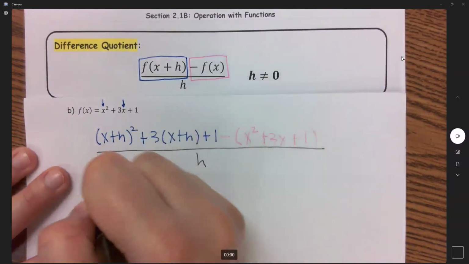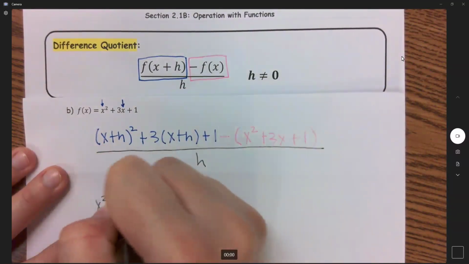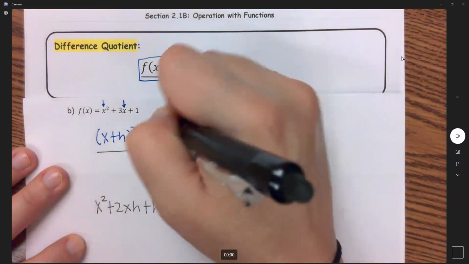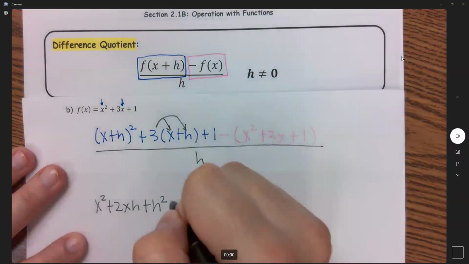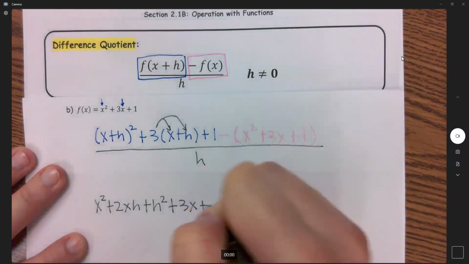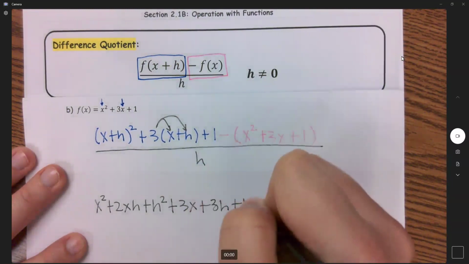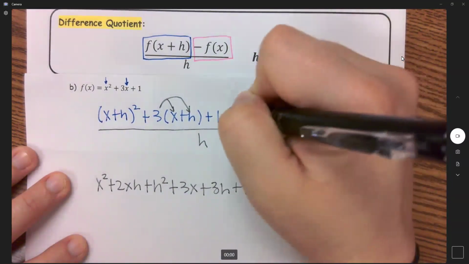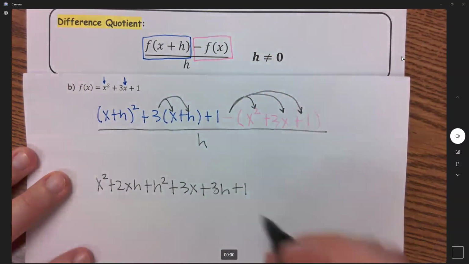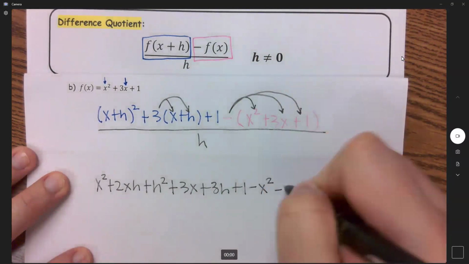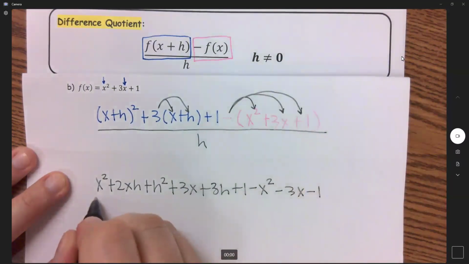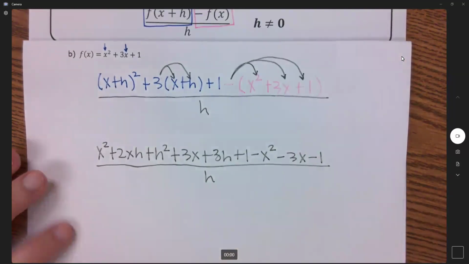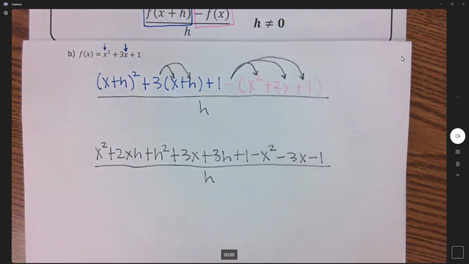So this part here, x squared plus 2xh plus h squared. I'm going to distribute this 3. Bring down the plus 1. And now I'm going to distribute this negative to all 3 terms. And we are still all over h.